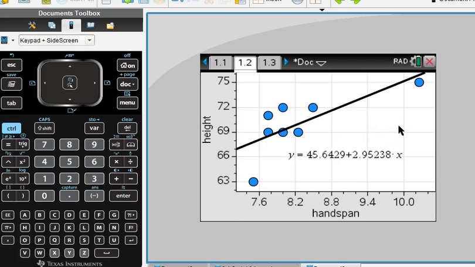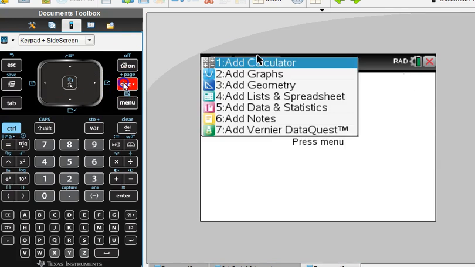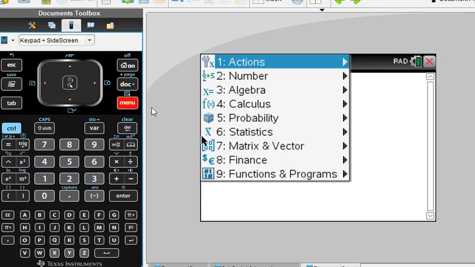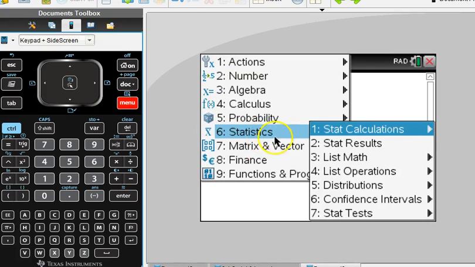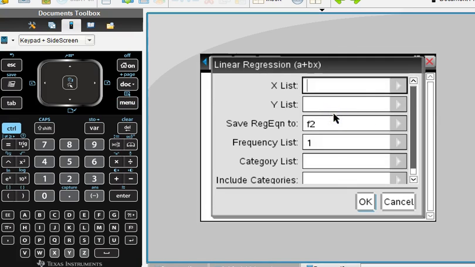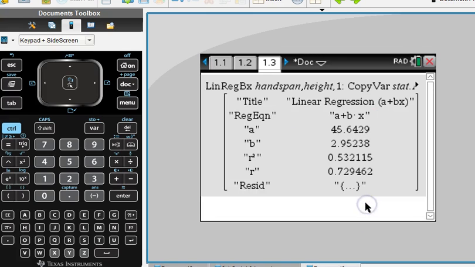Another way to get the same equation is to go to a calculator page and do a regression on the calculator page. So if we go menu, statistics, stat calculations, and then go to number 4, linear regression a plus bx. Choose your x list, hand span, your y list, height. Also notice that the regression is being saved in this case to F2. Yours might say F1 if it's the first regression you've done, but I'm going to notice that and use that later. And notice it gives you the form of the equation.